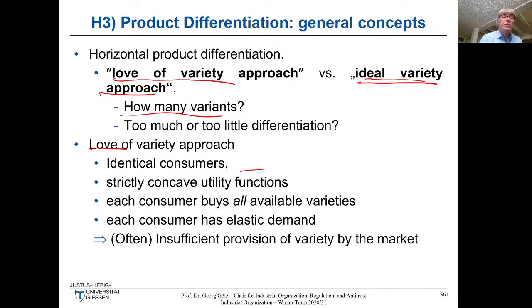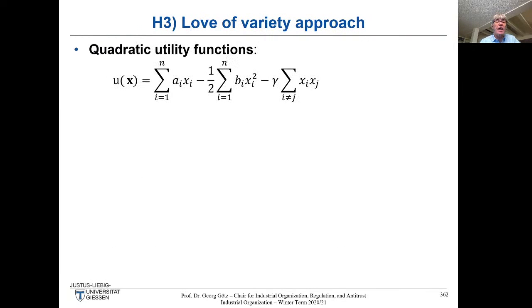And each consumer typically buys all available varieties. In contrast to the unit demand we have in a Hotelling model, each consumer has elastic demand, and you often get, as I told you, insufficient provision of variety. The standard approaches here are the one I already presented to you: the linear quadratic utility function I already showed you, giving rise to a very nice linear demand function.